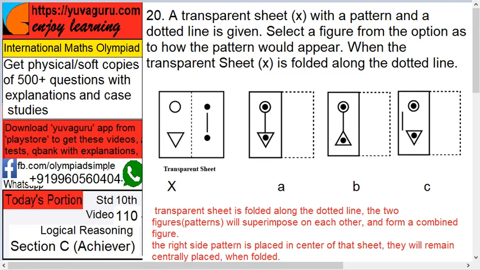So B and C not possible. Why B is not possible? See here, this triangle is facing downwards. Here it is facing upwards. So gone. C is not possible because this line is touching these two black circles, means in the center of these two black circles. Here it's not in the center of these two black circles. So C is also gone. So only A satisfies this solution, this answer. So A is the answer.